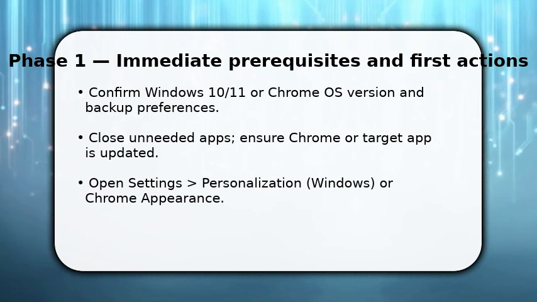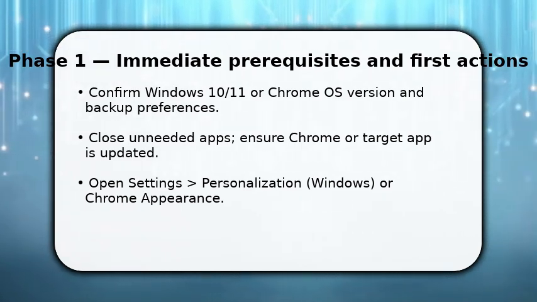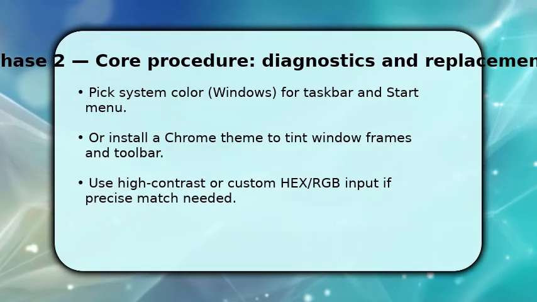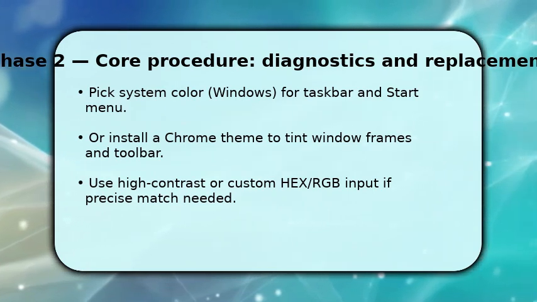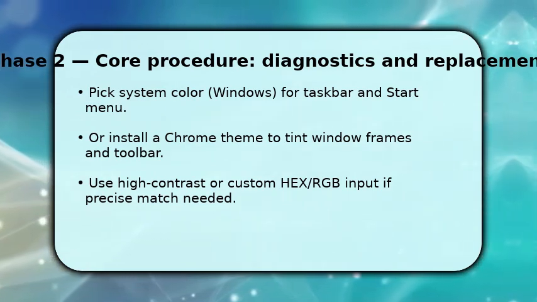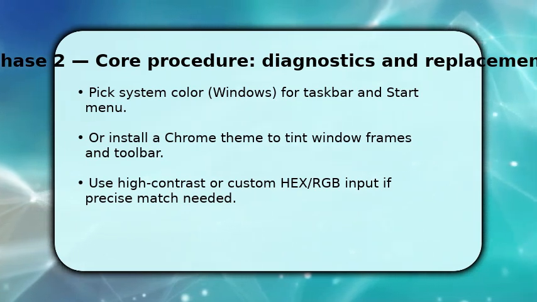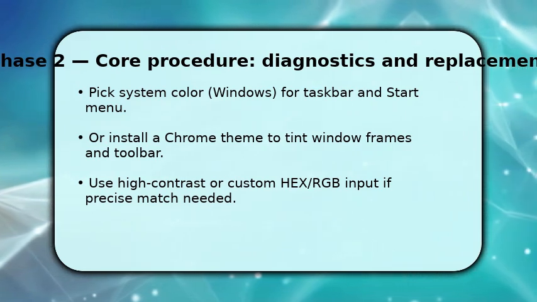Make sure you have admin access if required. Otherwise, you might be blocked from applying system-wide colors. Next, decide how to change the taskbar color. For a system-wide change, use Windows Personalization colors, and toggle Show Accent Color on Start, Taskbar, and Action Center. Alternatively, pick a Chrome theme from the web store to tint browser elements without altering the OS.